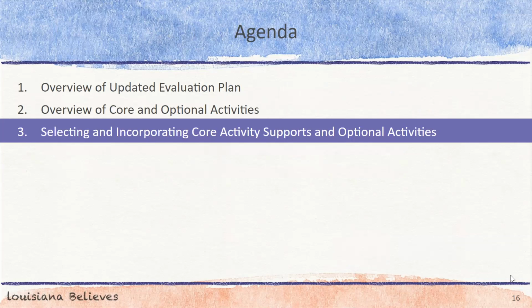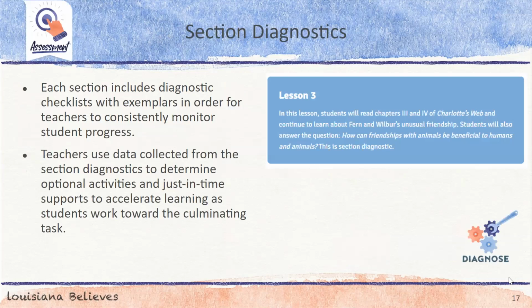So now that we have a little bit of an idea of one section and one lesson and what those supports look like, we are going to take the next 7 minutes to review one of the updated lesson plans in the hub. So as you review these lessons, please respond to the 3 questions that are listed in part 2 of your participant guide.